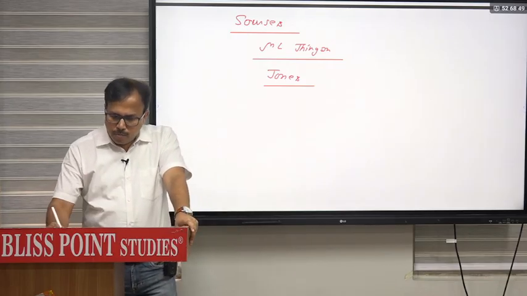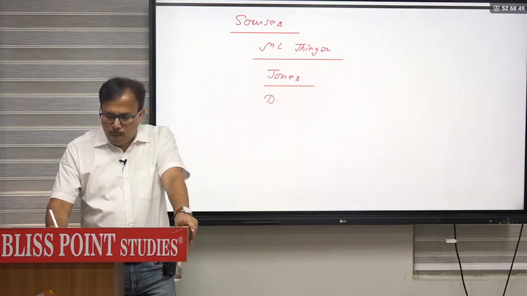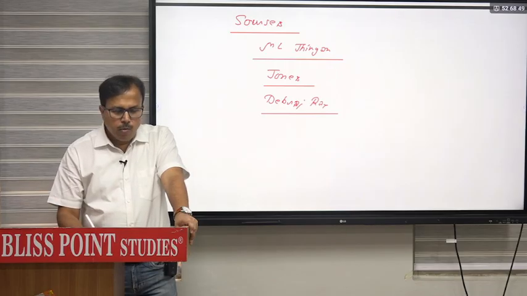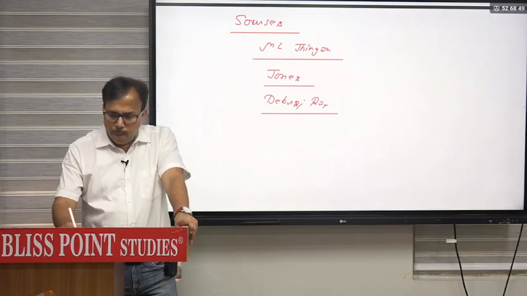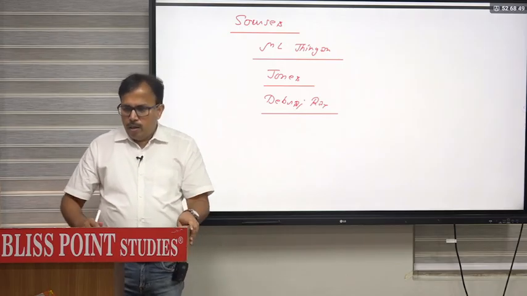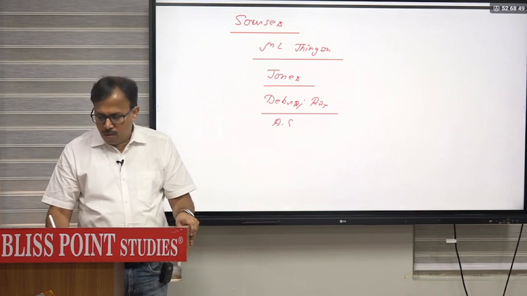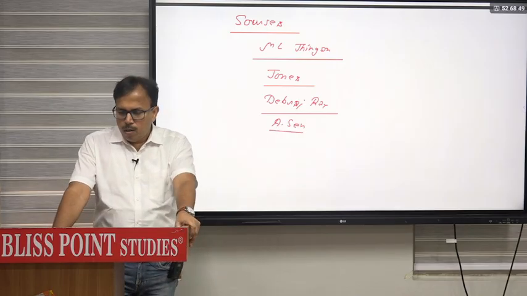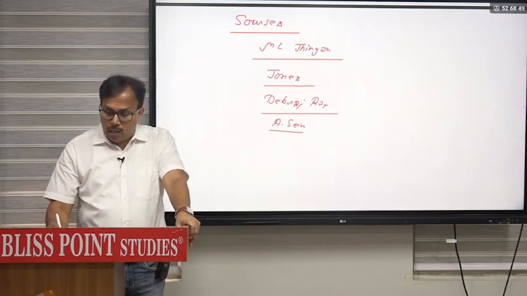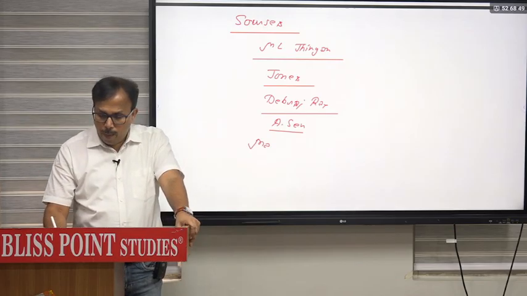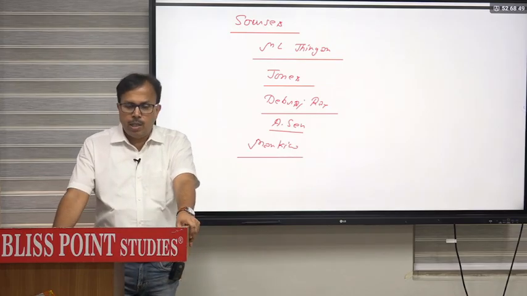Then two chapters from Debraj Ray, mainly chapter number 3 and 4. And for one off question, in fact, just a few pages from A.K. Sen. And the Solow model we can refer from Mankiw, chapter number 7 and 8.